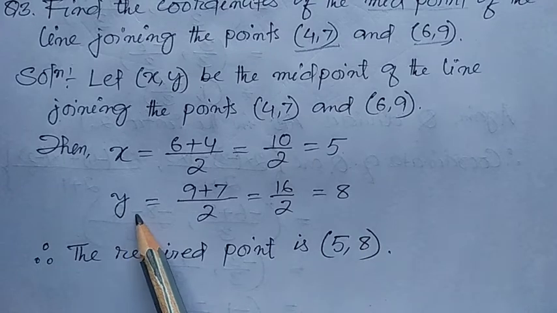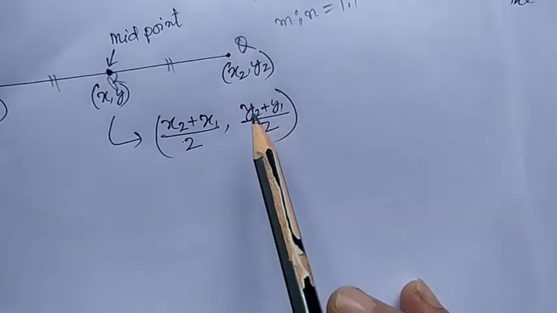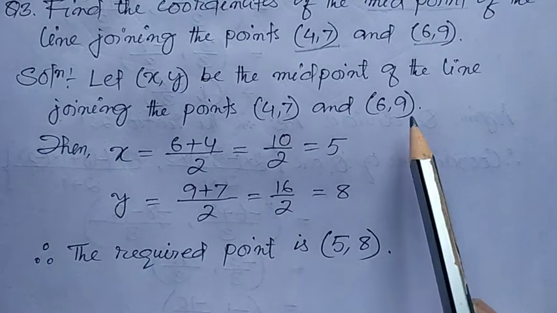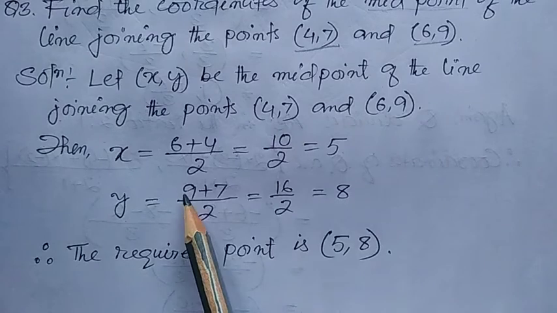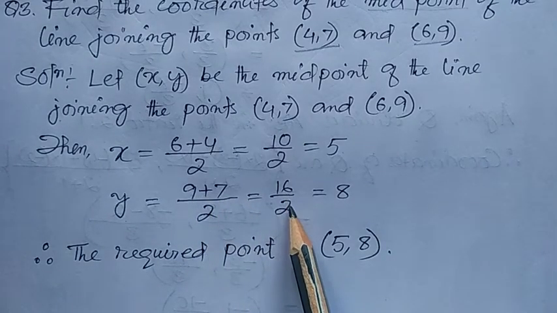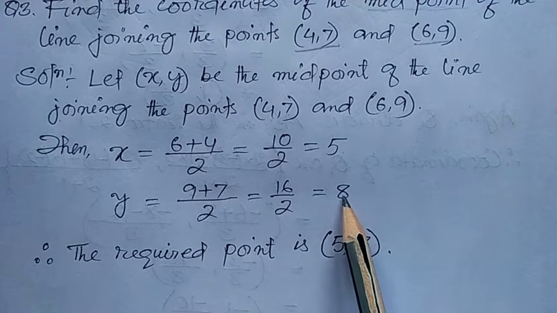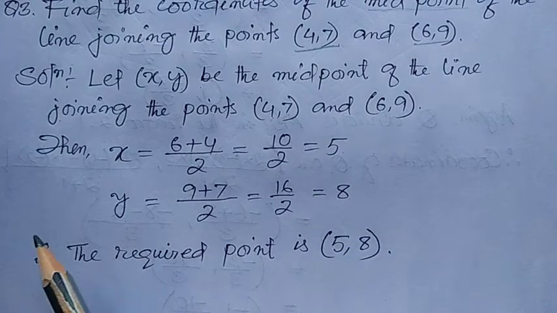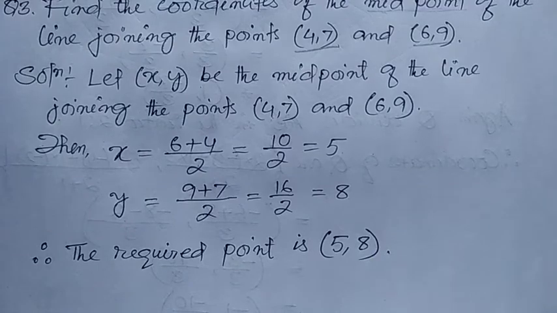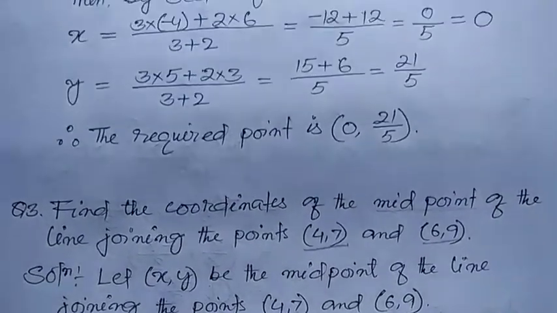Later we find y value. To find y value, it is y2 plus y1 divided by 2. So here y2 value is 9 and y1 value is 7. 9 plus 7 divided by 2. 9 plus 7 is 16. 16 divided by 2 is 8. Then again we'll write this x and y value together, separated by comma. Therefore the required point is 5, 8. So these are the 2 textbook questions of exercise 11.1.